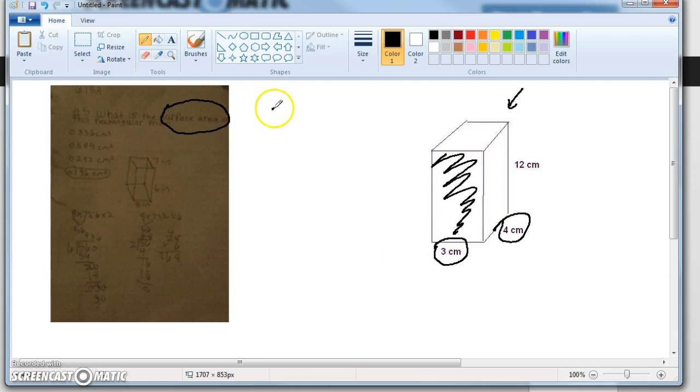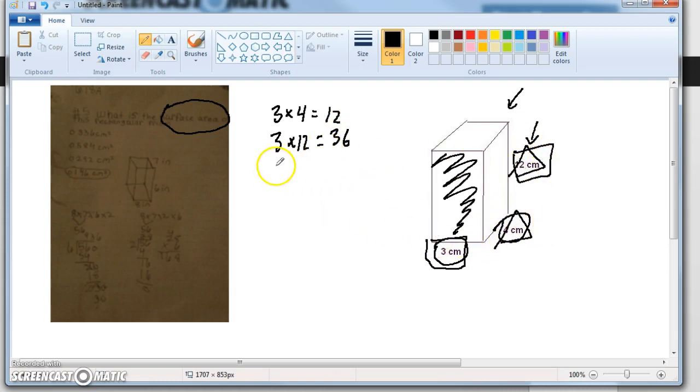So I'm going to go 3 times 4, and that's going to equal 12. And then I'm going to multiply 3 times 12, not because my answer was 12 before, but because of the 12 right here. So that's 36. And then I'm going to multiply 4 times 12 because that's the other dimension. So what happens is every number gets used twice. 48. I multiply each number times the other face.